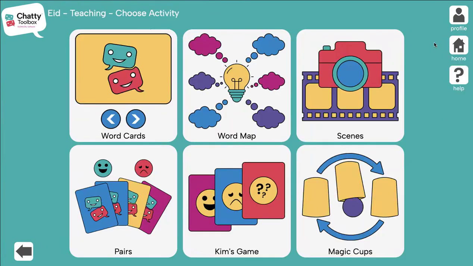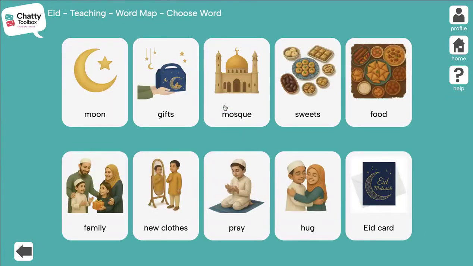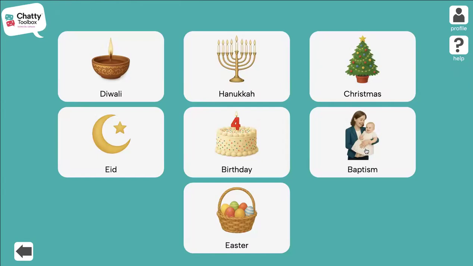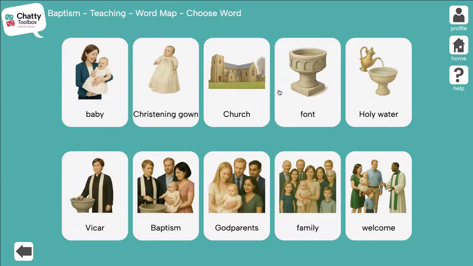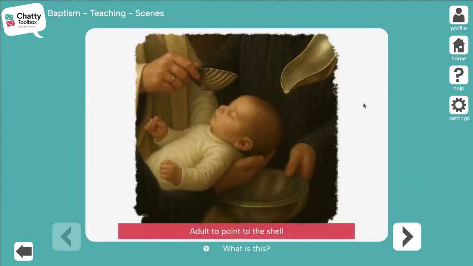We've got Eid, composite picture there. All the individual words. We've looked at birthday, then we've got baptism. There's all the core words. Some of these are quite similar, so I would suggest learning the picture that goes with each of these vocabulary terms. It was quite hard to come up with images for some of these, quite abstract. And then we've got a nice composite picture again, showing the baby being baptised.